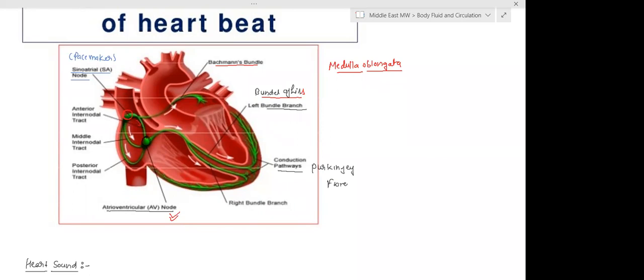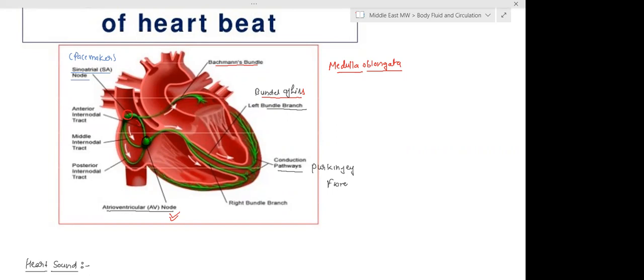From this SA node, a pulse originates, meaning origin of stimulation takes place. This stimulation passes through the middle internodal tract and the posterior internodal tract. That helps the contraction and relaxation of the heart. Then one branch goes to the left atrium.